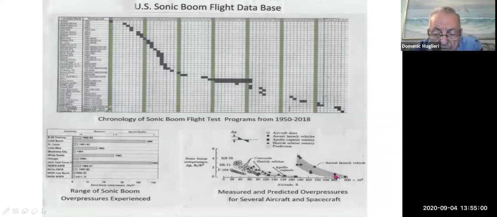These are the booms that are associated with the ascent of the Saturn and of the shuttle. And the pressures that we measure here are not from the vehicle itself, but from the great big plume that exists behind it at those altitudes.